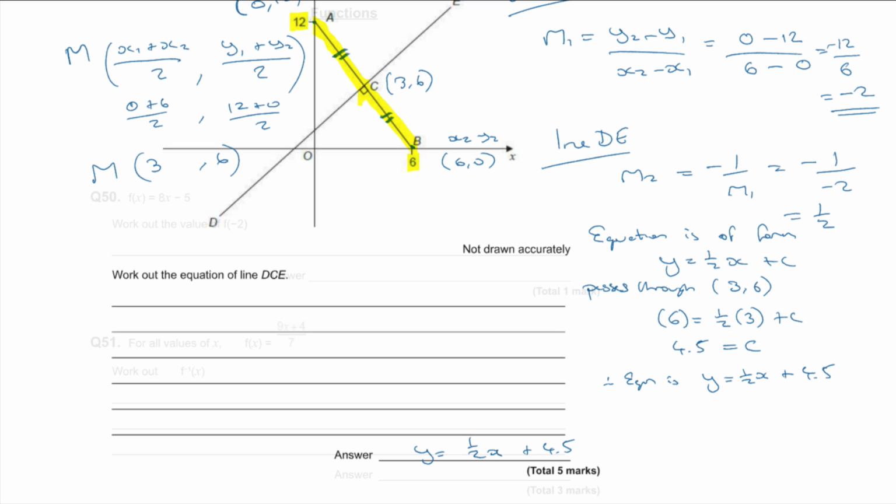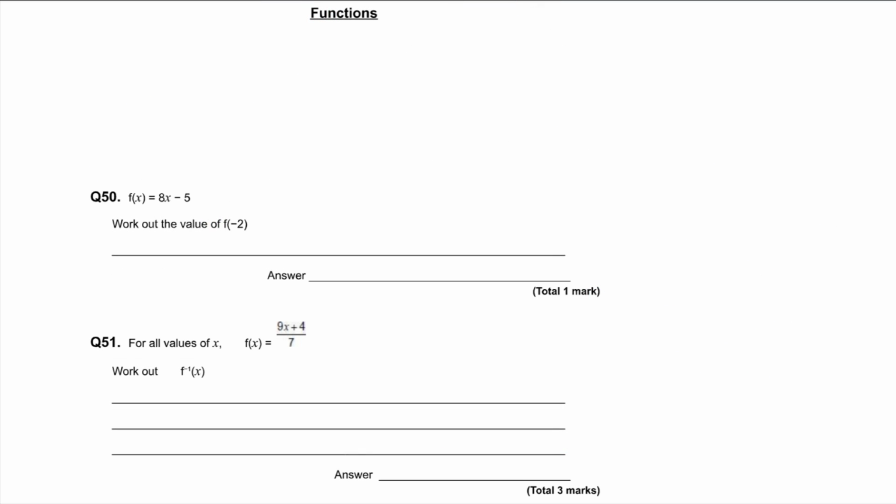Okay? Next up, we've got functions. Now we need to know how to do 3 things for functions. We need to know how to take a value and substitute it into a function and the notation around that. We need to know about composite functions, feeding the function inside another function. And we need to know about inverse functions, which is how we get our numbers back again if it's already been fed through that particular function. How can we get back from the output back to the input?